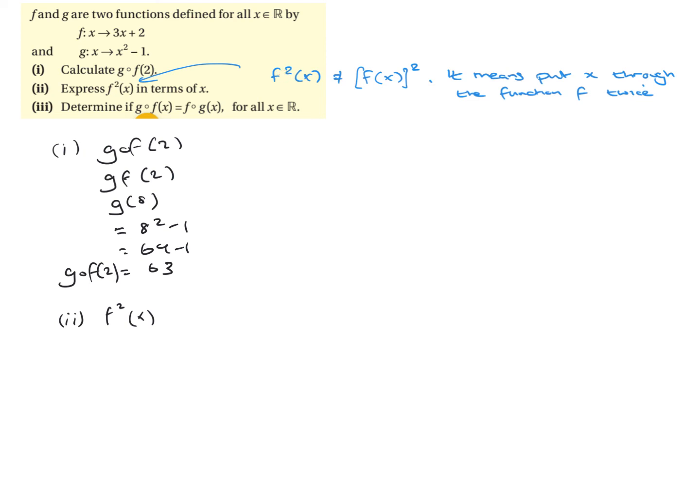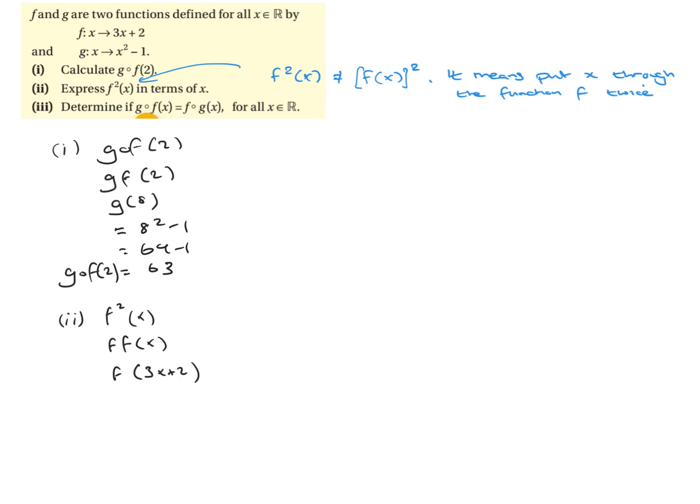Just put it through twice. So f squared x here is f of f of x. What we're doing is putting it through the function twice. Now we know what f of x is because it's up here, so it's 3x plus 2. We're going to put 3x plus 2 back into the same function. So wherever I see an x, I'm going to replace it with 3x plus 2. All we're doing is putting it through the same function but twice.